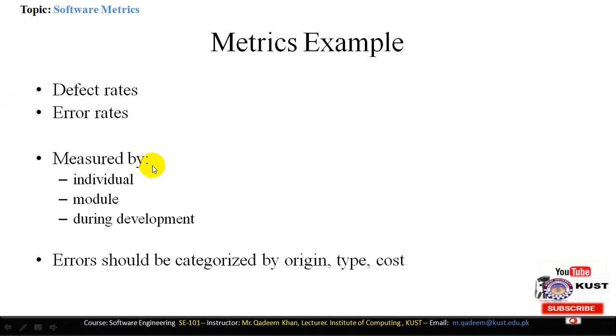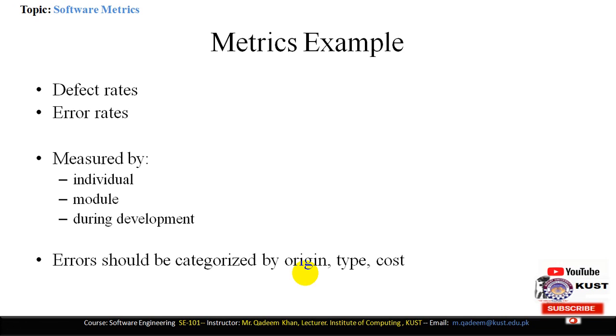Next one is measured by. Who measures the metrics? Measurement is provided by individuals and also by the modules, and these are provided during the development. So in every phase we take the measurement during the development. Errors should be characterized by origin, types and cost. All the errors which occur in our projects are characterized by origin, type and cost.